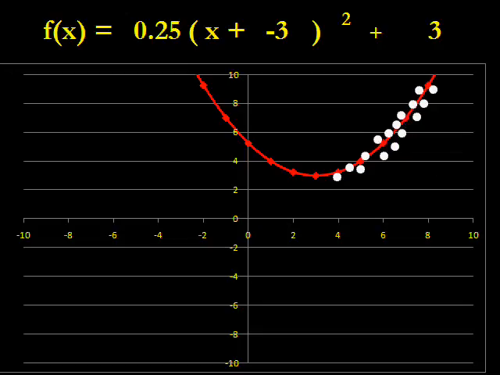So if I want to move it to the right, let's go negative 3.3. And then maybe just slightly steeper now at 0.27. And that seems to be the best fit that we can find for all that information.